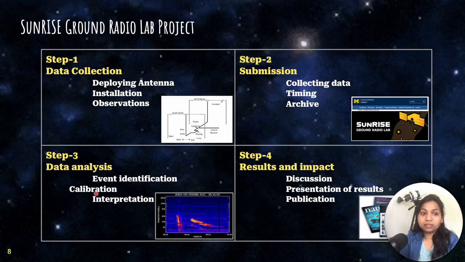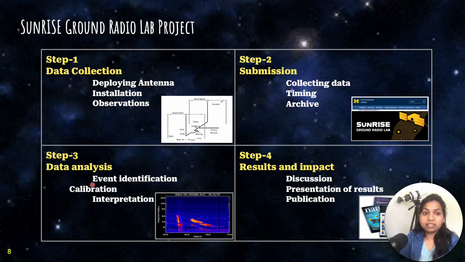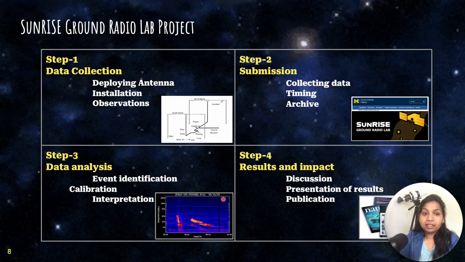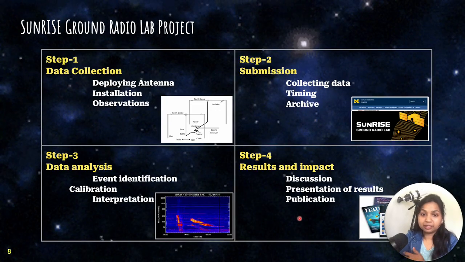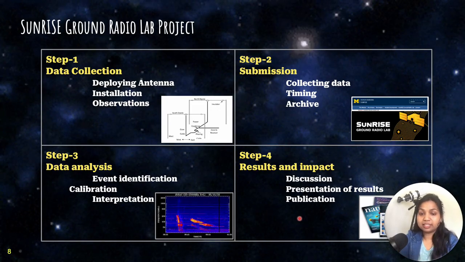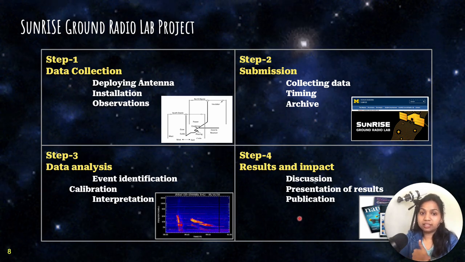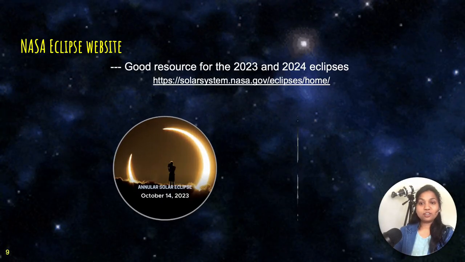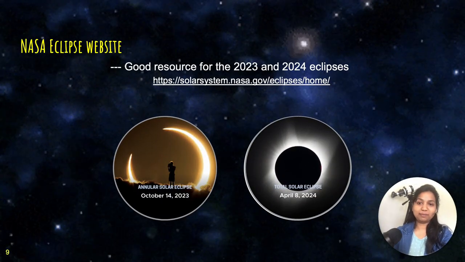The third part was data analysis. In our project, it covers the event identification, calibration, and interpretation of them. Finally, we are going to present and publish this data in the form of presentations, talks, seminars, posters, etc. Here I would like to draw your attention to two upcoming very interesting events in which one can participate.